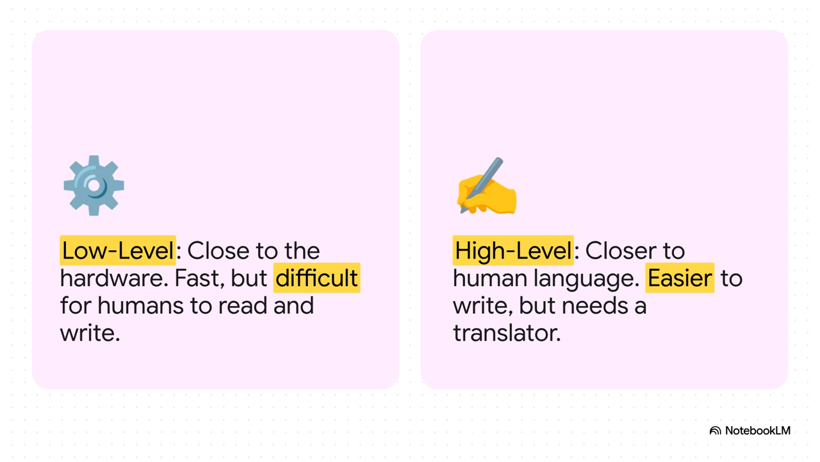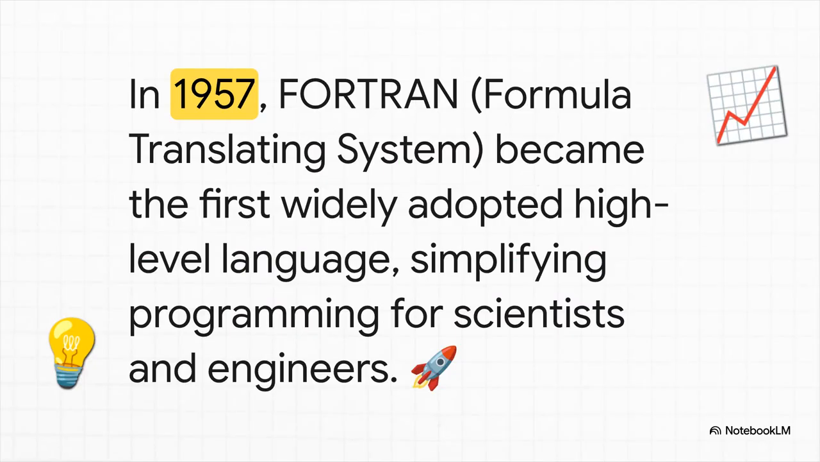But there was a catch. You needed a special program, a translator, to turn your human-friendly code into the machine code the hardware could actually run. And the pioneer here was FORTRAN. It stands for Formula Translating System. Developed by a team at IBM, it was a massive deal.